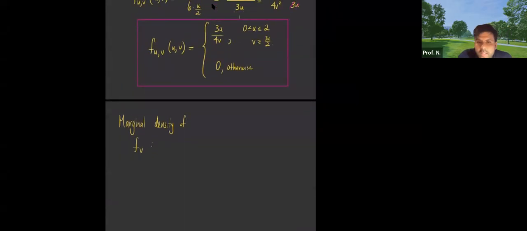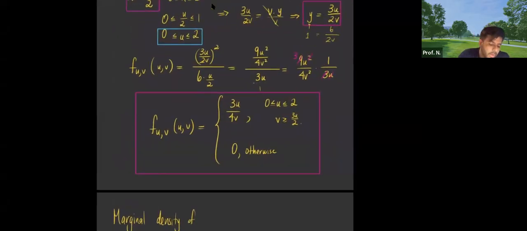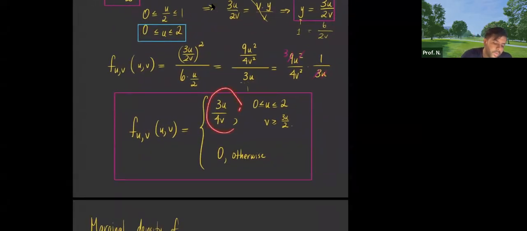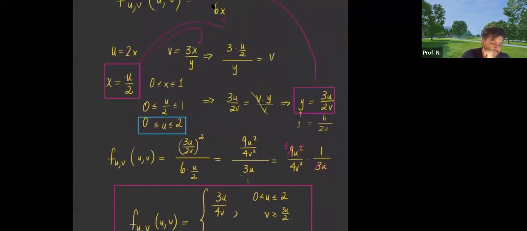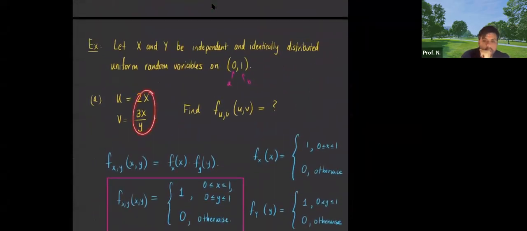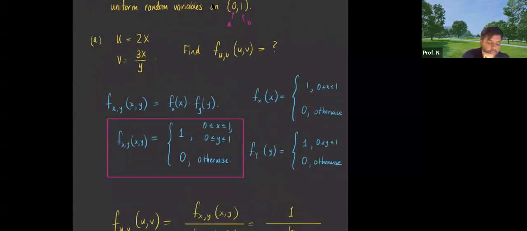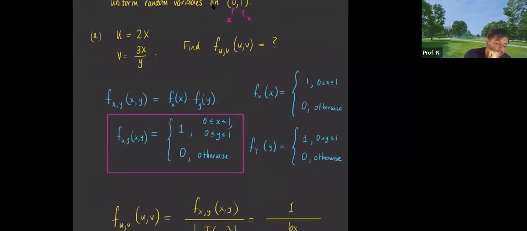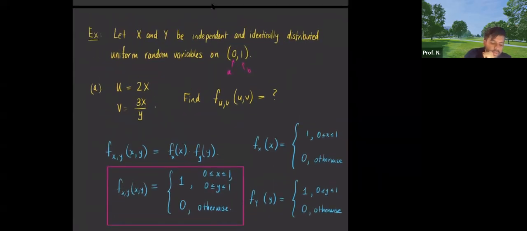This was the joint density function we solved. This is the joint density function that we found for u and v, because u and v were random variables in terms of x and y. We know what x and y are. They're independent and identically distributed random variables, uniform random variables on 0 to 1. And then we wanted to find the joint density function for this new set of random variables, which are in terms of the original random variables.